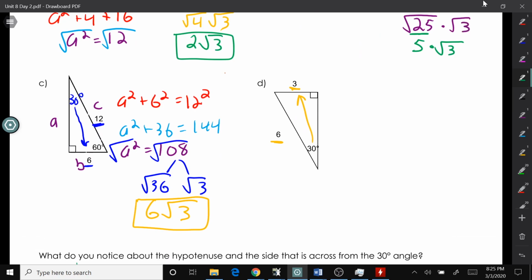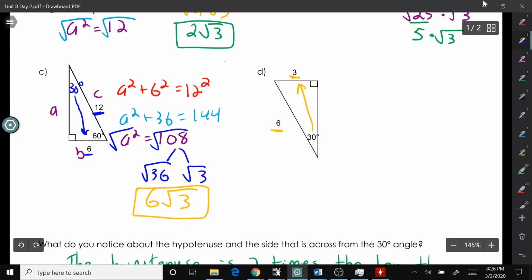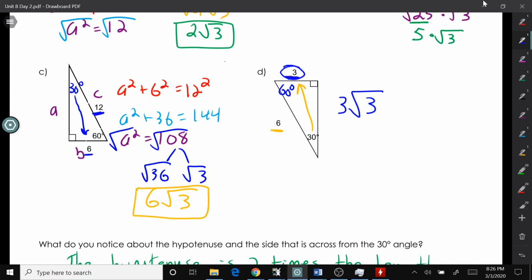Alright, in letter C, the shortest side was 6. The side across from 60 degrees was 6 times the square root of 3. So in letter D, if we apply that same logic, the side across from 30 degrees is 3. The side across from 60 degrees would be 3 times the square root of 3. So whatever the shortest side is, the one that's not touching the 30 degree angle, we got to multiply that by the square root of 3.